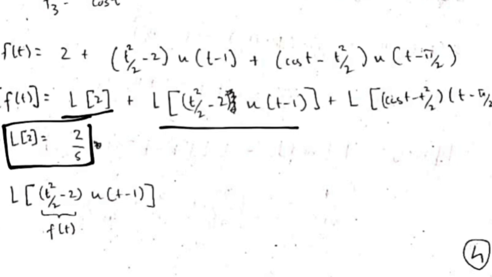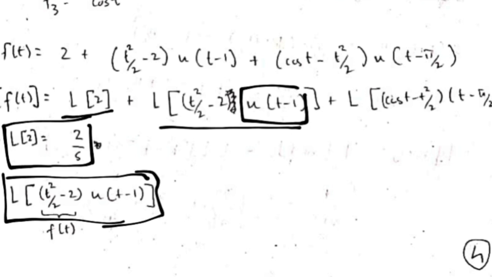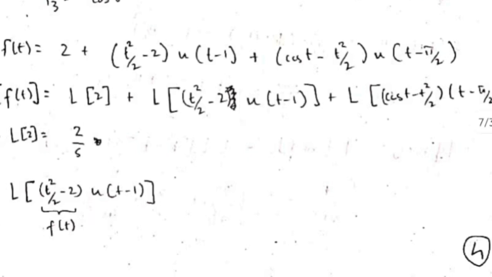See, in the second term we have along with it u of t minus 1. So here what we'll do is write the Laplace transform of t square by 2 minus 2 into u of t minus 1. Now to find this we have to consider this as f of t minus 1. It's actually f of t minus 1. Why t minus 1? Because it's u of t minus 1. So f of t minus 1, this will be equal to f of t minus 1.